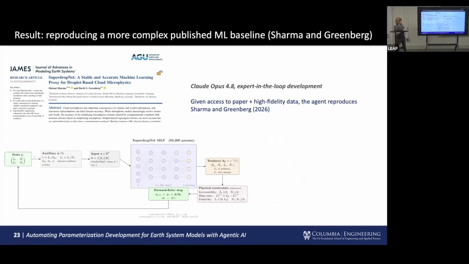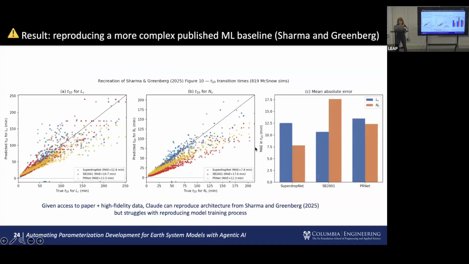The next one tried to reproduce a more complex published machine learning baseline for collision coalescence, based on this newer paper from Sharma and Greenberg. This is also expert-in-the-loop development with Claude Opus, Claude Code. The main difference with this parameterization is that they have a much more complex training process. They're doing autoregressive, curriculum-based rollout progressively over 25 time steps. The training data set is very similar to the one used for the development from Seifert and Rasp. So this one was a little bit more complicated for Claude Code to reproduce.